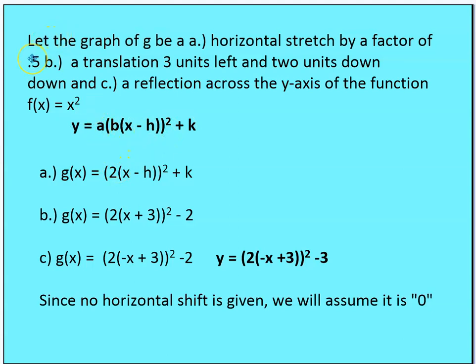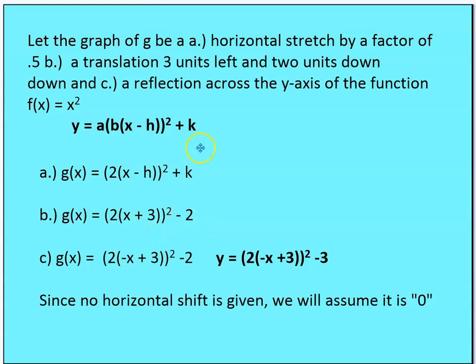1 over b is going to be my factor. So 1 over 2 is going to be 0.5. So my factor is 1 over b, b is 2, 1 over 2 is equal to 0.5. And then I'm going to translate it 3 units to the left and 2 units down. So 3 units to the left makes this positive 3, and 2 units down would be a negative 2.